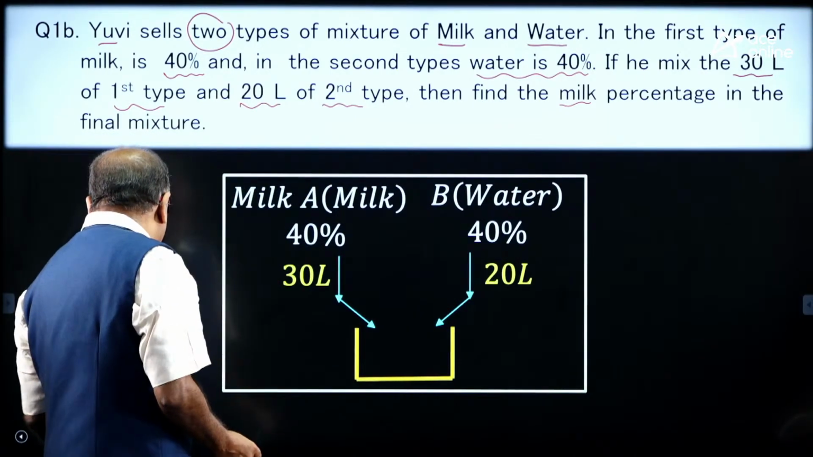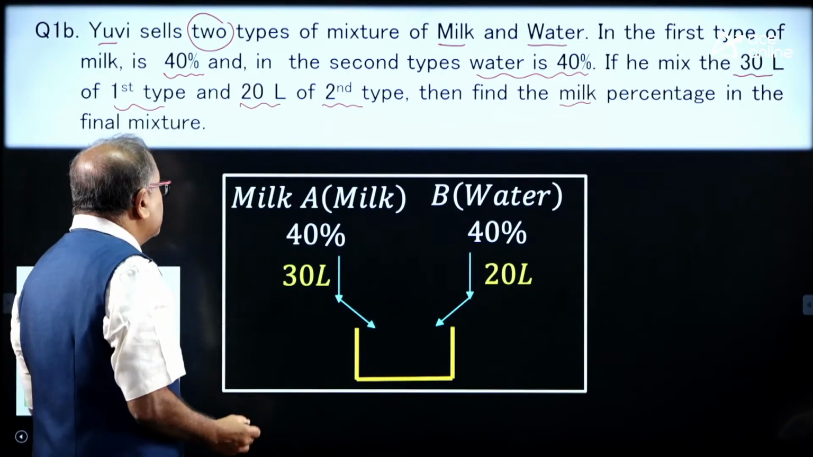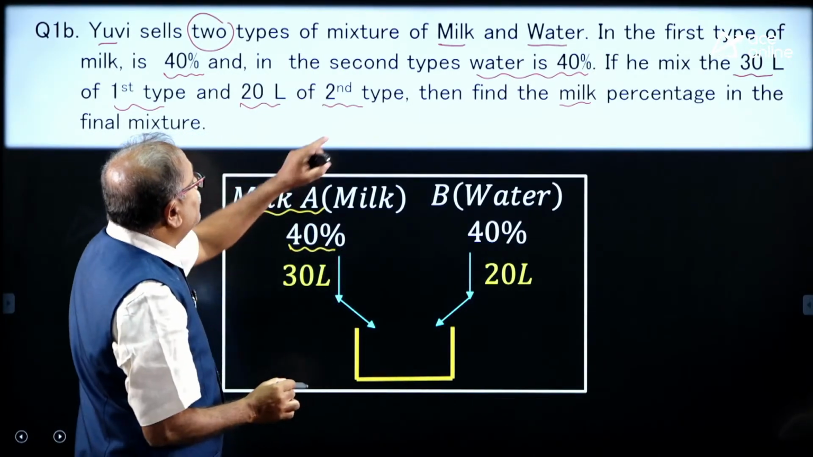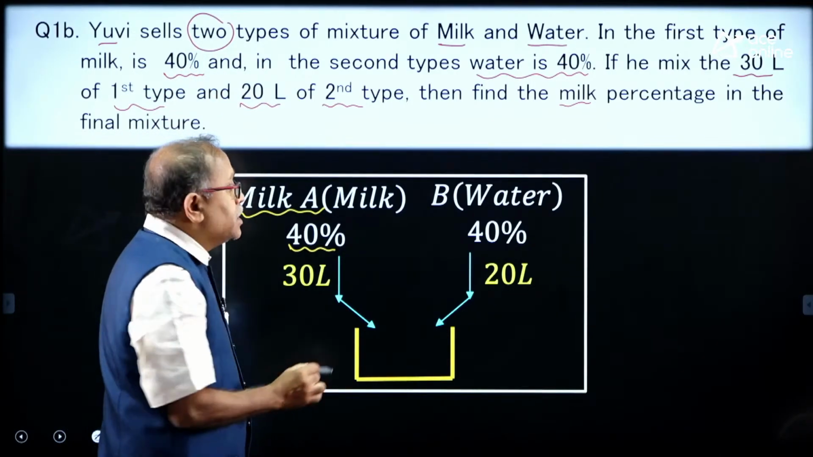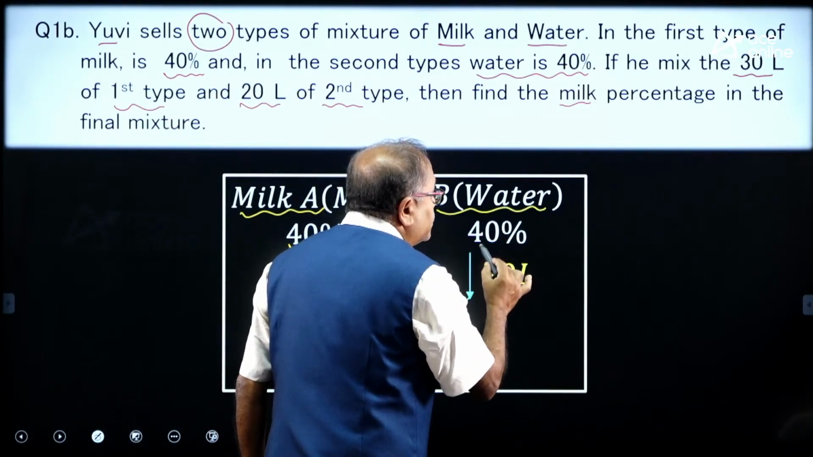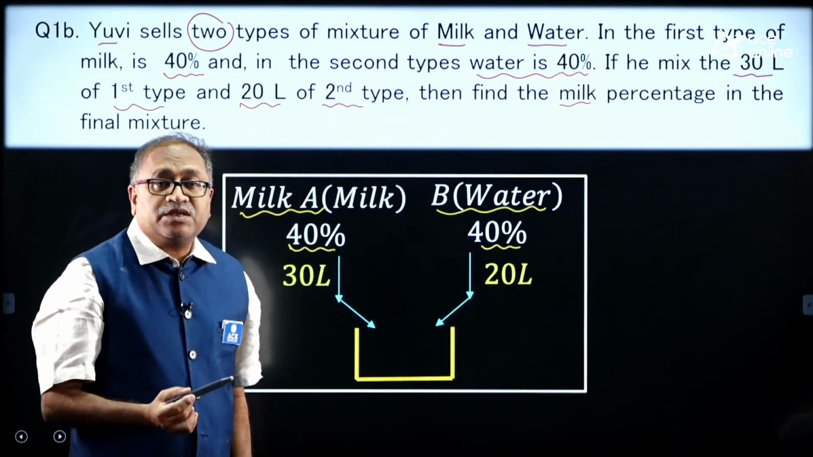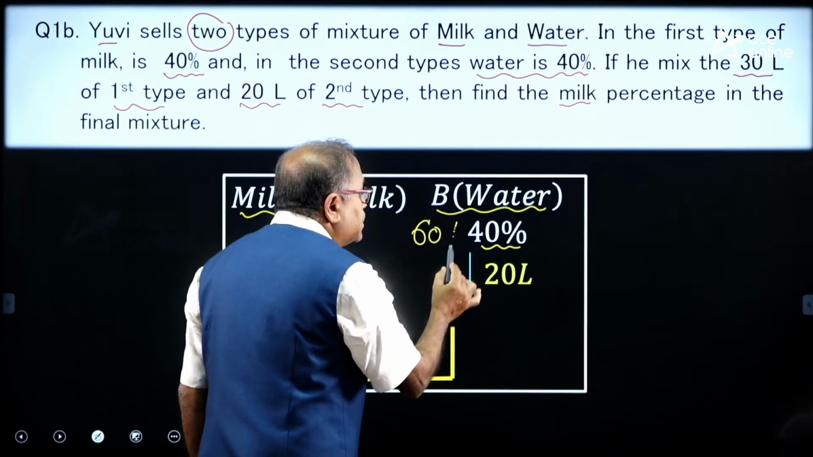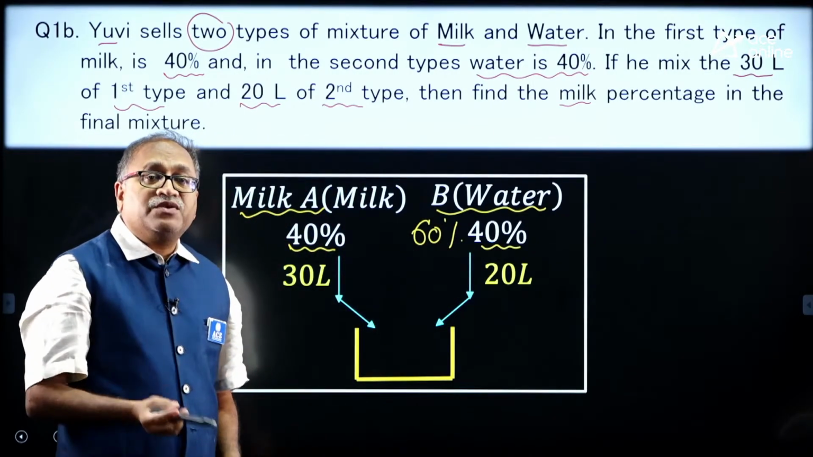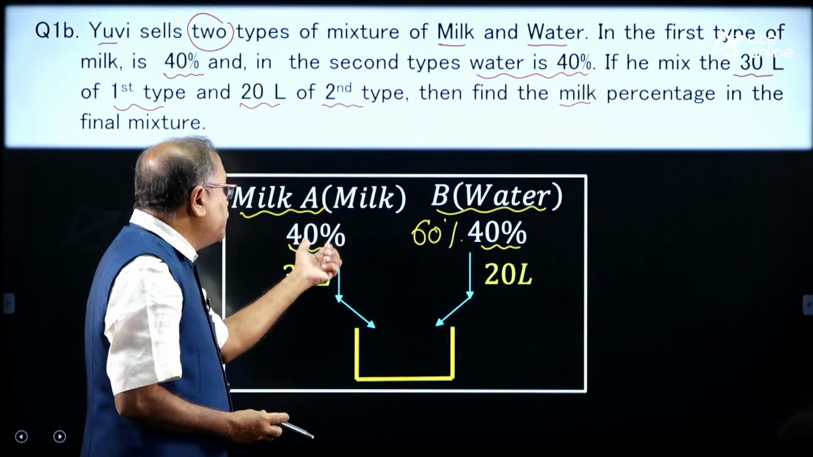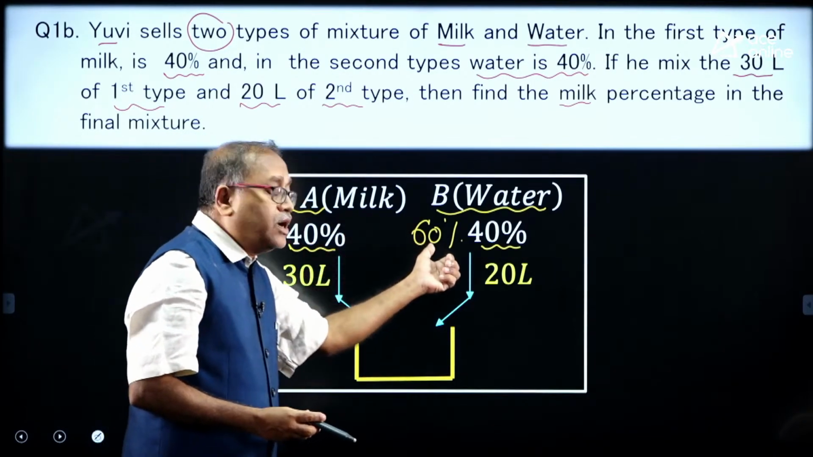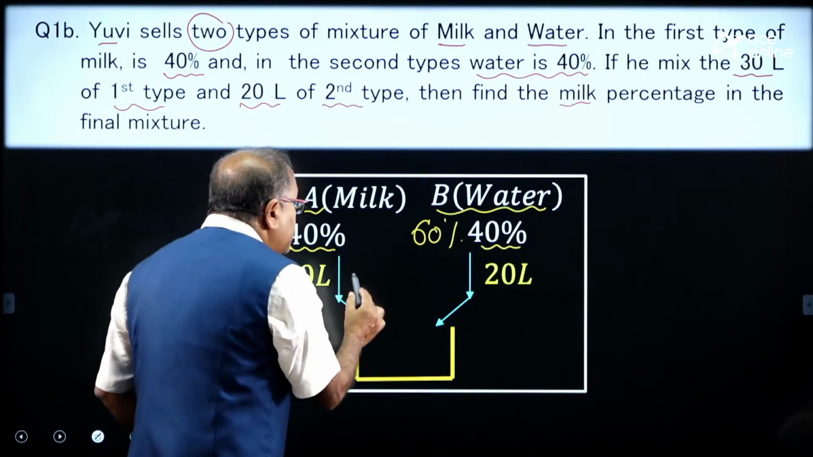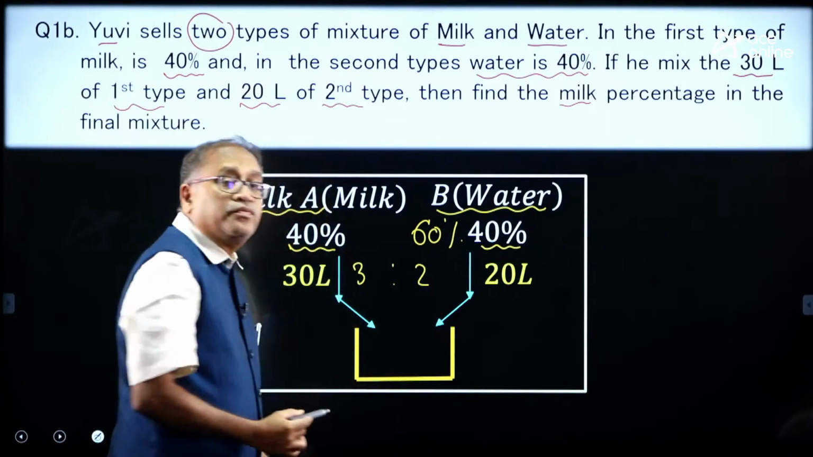Look at this one. What is said over here is that there is one mixture having 40% milk and another mixture in which there is 40% water. So, if 40% water is there, I can take out 100 minus 40, that is 60% milk. So, it has become like the previous question. Here in the first one 40% and here 60%, and it is taken in the ratio of 3:2.